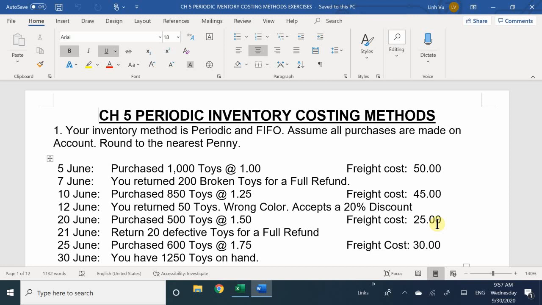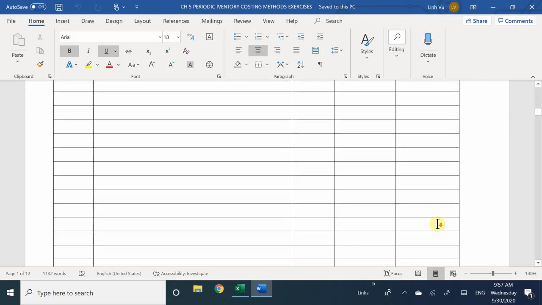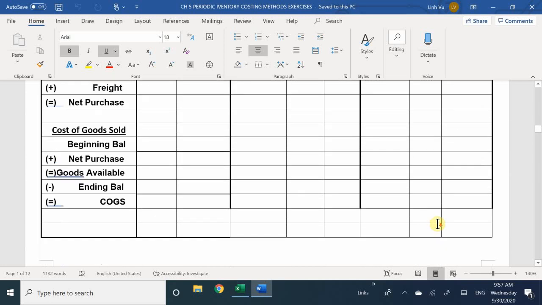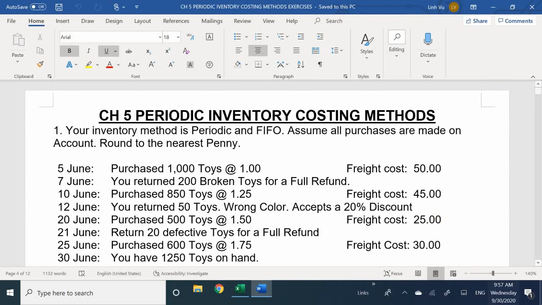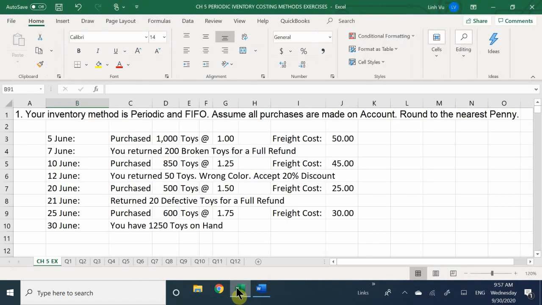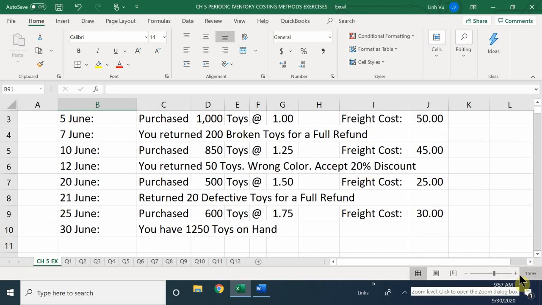So here I have the Chapter 5 periodic inventory exercises. It's got a good chunk of every single thing that we've learned here. So let's go ahead and get started. Here I have the Word document, but I'm going to utilize the Excel worksheet just because it will be a lot easier. So let's make this a little bigger so we can read.